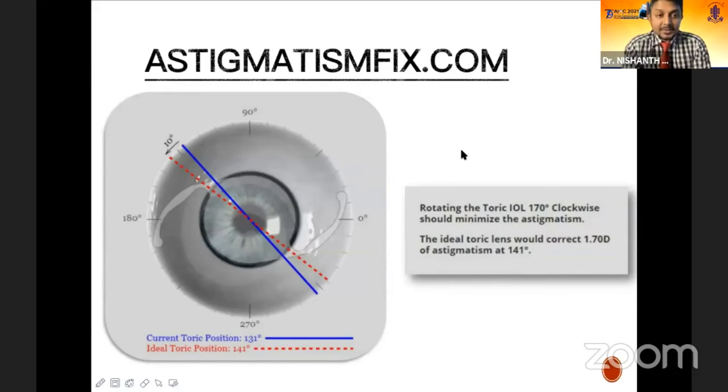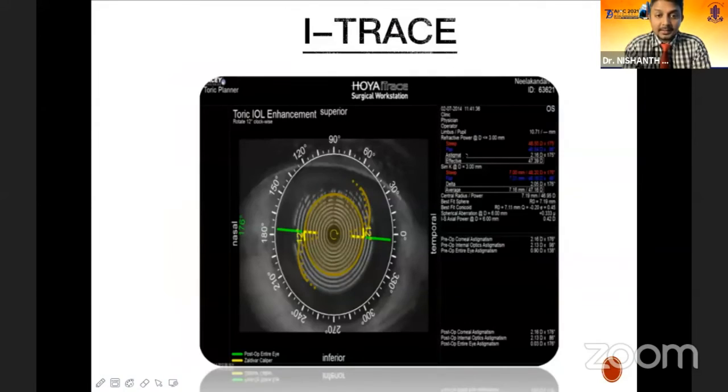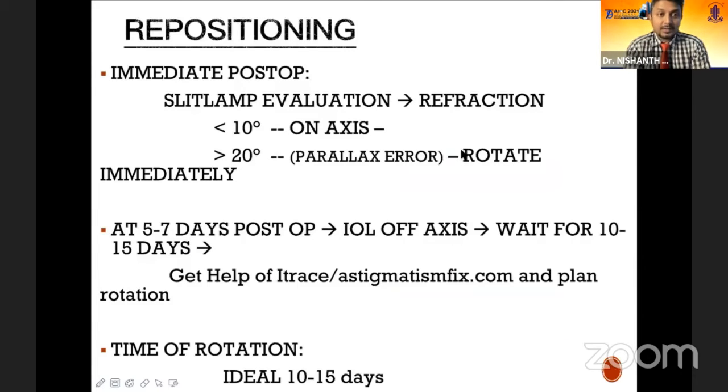There is actually a website called astigmatismfix.com where, if you have your preoperative values and decision, you can enter them and you can see where the axis has gone wrong. And then some investigations such as Cirrus also show a target plan, but the best will be the eye trace, which will show if there is a rotation problem.